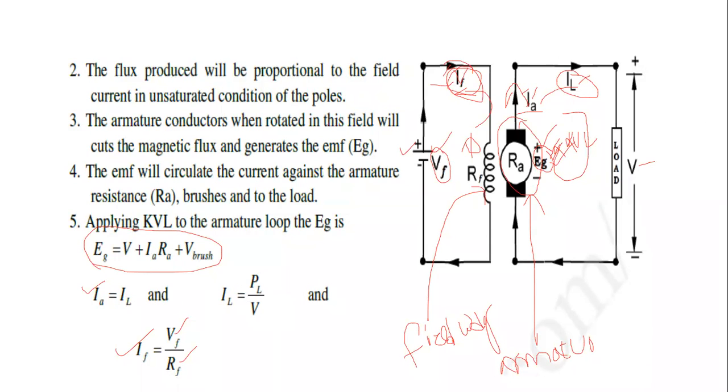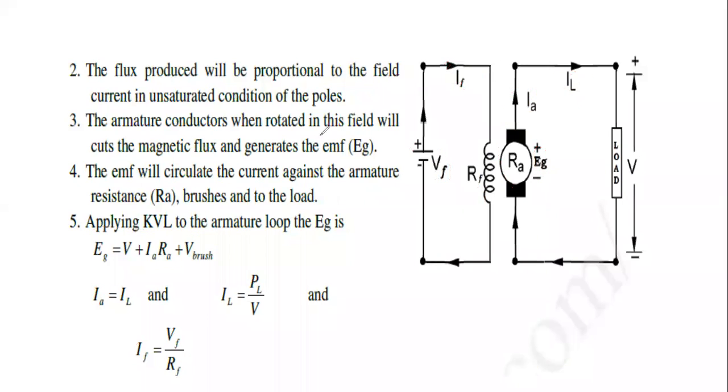Therefore EG is equal to V plus IA RA. Then IA is equal to IL, therefore the armature current is equal to the load current, and IF is equal to VF by RF, according to Ohm's law. Understand? This is known as the separately excited DC generator.